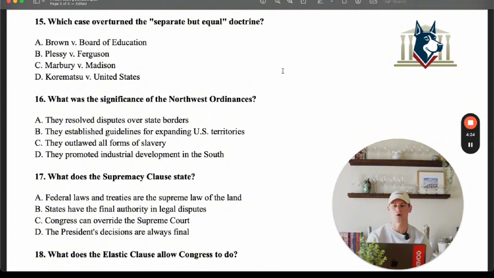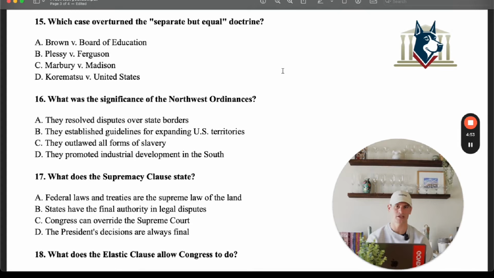So 15, which case overturned the separate but equal doctrine? So we should know a bunch of our landmark Supreme Court cases, specifically Plessy versus Ferguson, which establishes separate but equal. So what separate but equal says is that you are allowed to segregate based on race in the United States as long as the facilities are equal. Now, I don't know if you've been to 2 or more McDonald's in your life, but inherently when you separate things, they become unequal, right?